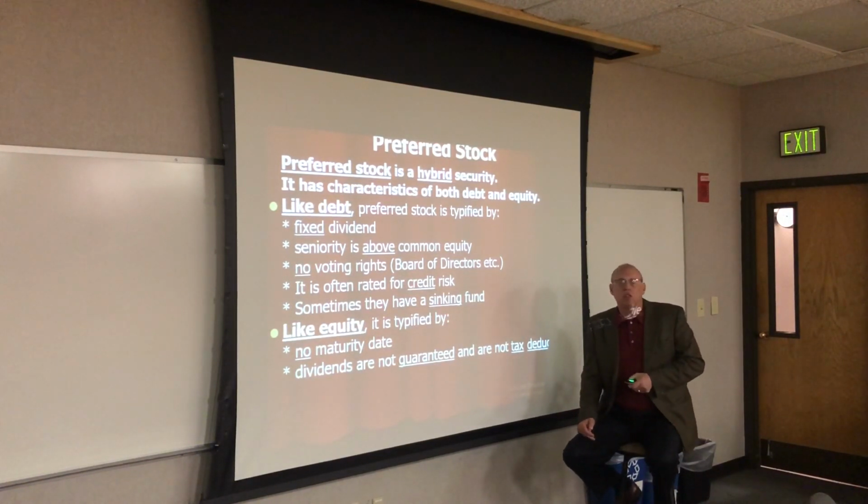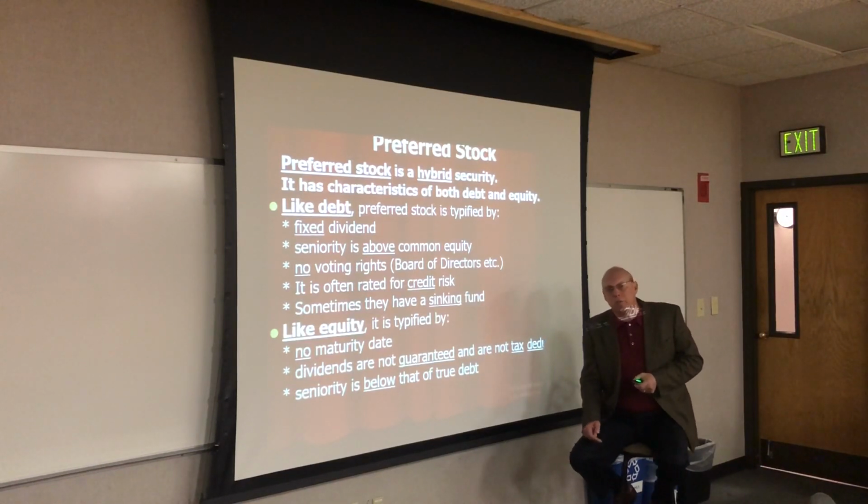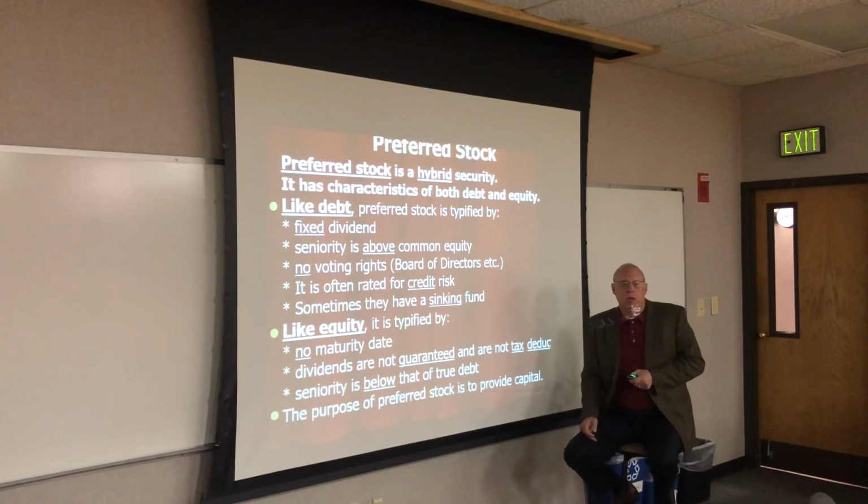All right, the dividends are not guaranteed. The board has to meet and vote on the dividends. Now, missing a dividend, it's a big deal. Not a good thing for a company, but they're not guaranteed. And the dividends are not tax deductible for the company, so it makes it more expensive to use preferred stock than to use debt. All right, and the seniority of preferred stock is below that of debt. So the seniority is above that of common stock, but below that of debt.